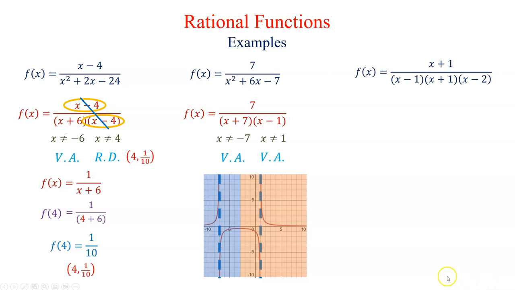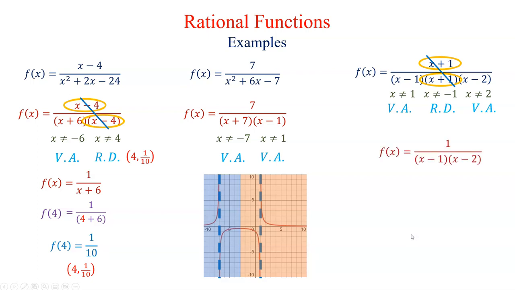Last example. First thing I want to do, notice here, it's already factored. So it's done the work for me. So all I need to first do is just list my restricted numbers. x can't be 1, x can't be -1, and x can't be 2. I notice that the x + 1s cancel out, meaning there will be a removable discontinuity at -1. And everything else will be vertical asymptotes. So we'll have two vertical asymptotes and one point that will be removed. So I just need to find the coordinates for that removable discontinuity.